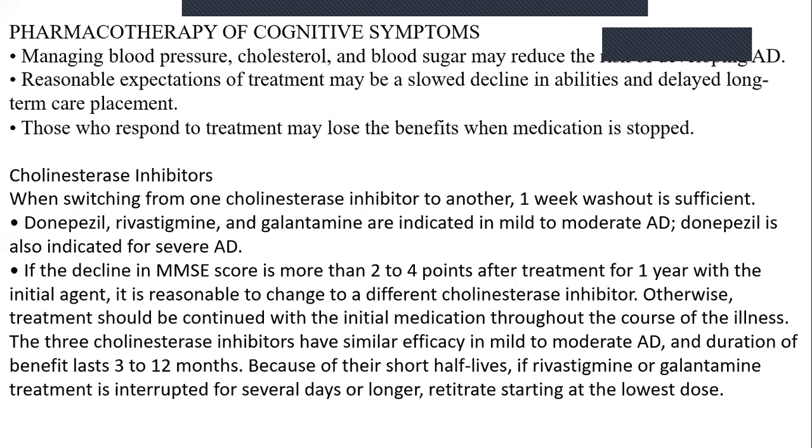When we are changing from one kind of cholinesterase inhibitor to another cholinesterase inhibitor, 1 week washout is sufficient. The different cholinesterase inhibitors include donepezil, rivastigmine, galantamine. These are indicated for mild to moderate Alzheimer's disease, and donepezil can also be given for severe Alzheimer's disease. So for mild to moderate, we'll be giving donepezil, rivastigmine, and galantamine, and for severe Alzheimer's disease, we'll be giving donepezil. So all these are the cholinesterase inhibitors.